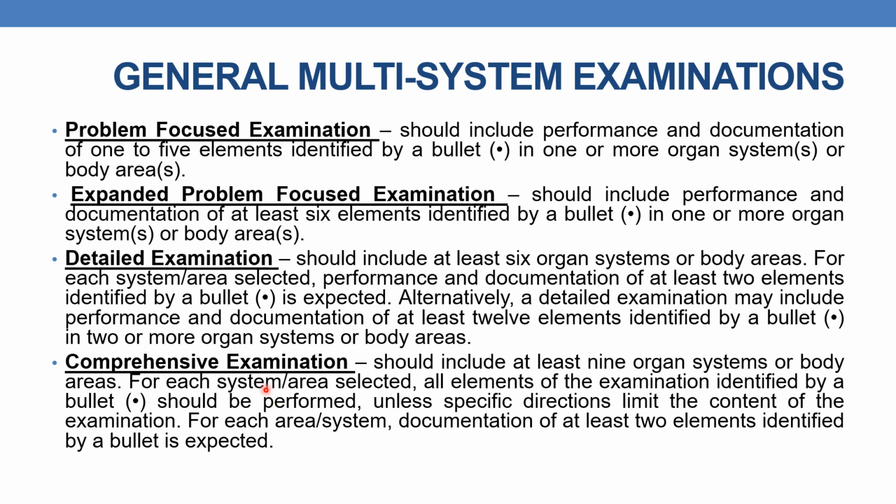For comprehensive examination, the physician must document at least 9 organ systems. For each system, all elements of the examination identified by bullet must be performed, or for each area or system, documentation of at least 2 elements identified by a bullet. That is, at least 18 elements identified by a bullet must be required for comprehensive examination. And for detailed, a minimum of 12 elements. For expanded problem focused, at least 6 elements. For problem focused, 1 to 5 elements.